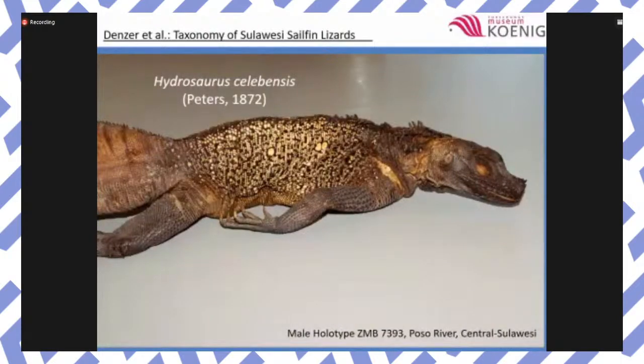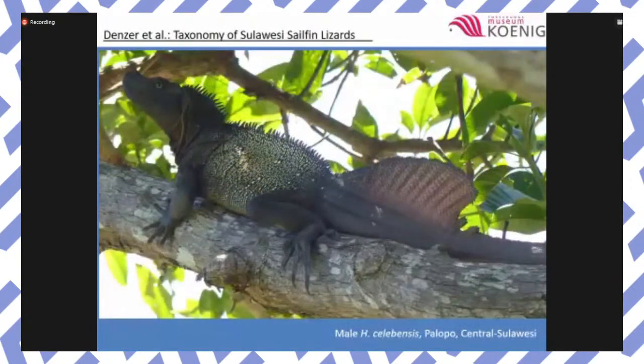In Hydrosaurus celebensis, the type specimen is present in the Berlin Museum in Germany, and this is an adult male which clearly shows the features which have already been observed in live specimens in phenotype 2, as you can see in this very nice specimen from Palopo.